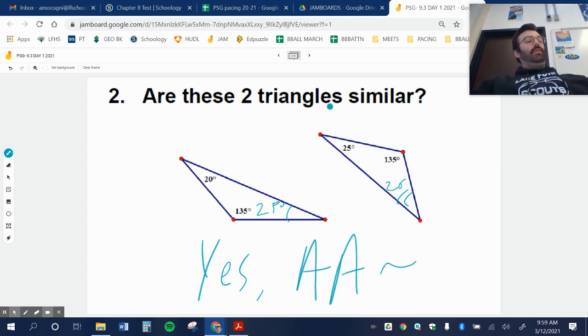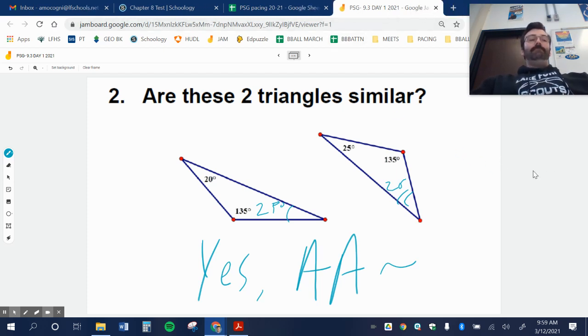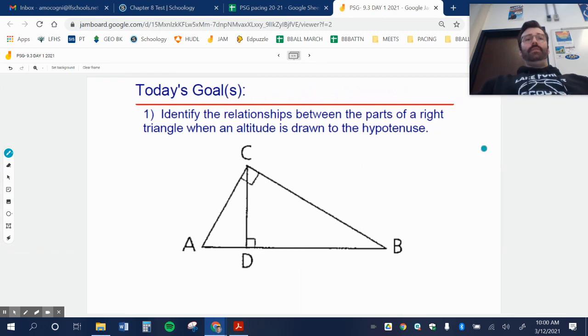similarity. In this section itself, we're going to be looking at a lot of similar triangles. I'm not going to sit here and say they're similar every single time, but I'm going to stress it on the first one, so that we know that it applies for the rest. So let's talk about today.